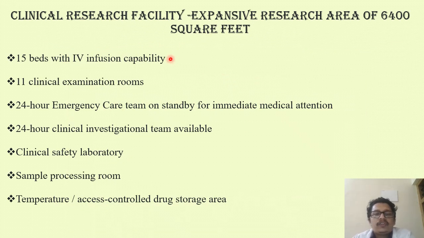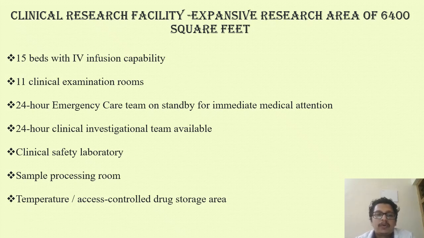So it is a clinical research facility with an expansive research area of 6,400 square feet. It's a 15-bed unit. Ideally, we can start from 5 beds, but if it is a big CP unit, it should be a 15-bed unit with IV infusion facilities. If you want to conduct a BA/BE study, at least this number of beds should be there. There are 11 clinical examination rooms and a 24-hour emergency care team on standby for immediate medical attention. A 24-hour clinical investigation team should be available.